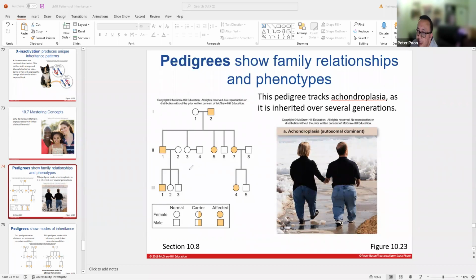What you'll see is this pattern of every single generation having a member with it.